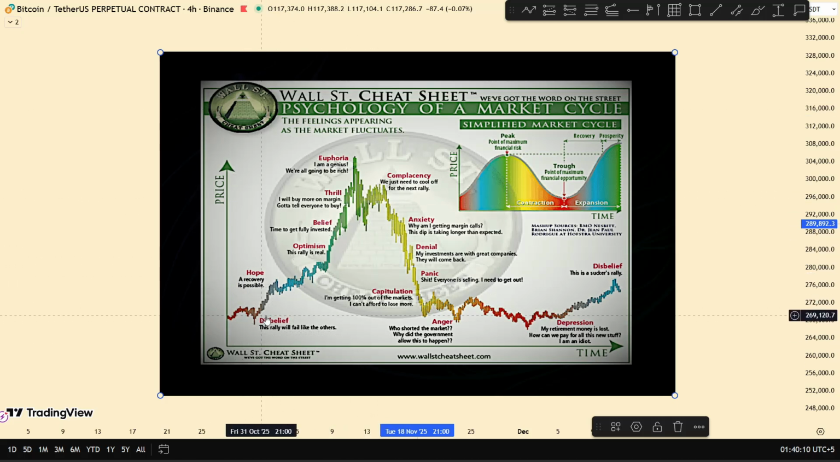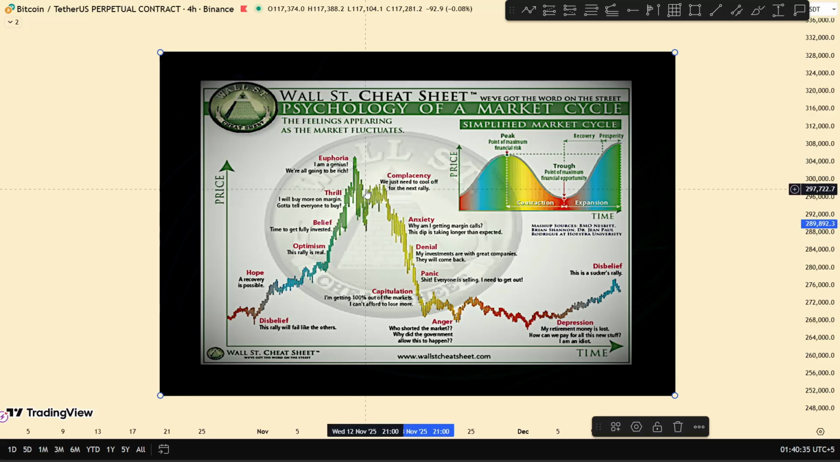We start, we go up, we create some sort of a top, and then what do we do? We break the structure to the downside. The first pullback, the pullback that breaks structure over here. And after the top is in, the euphoria is in, we sell off pretty vigorously and then we come back up.